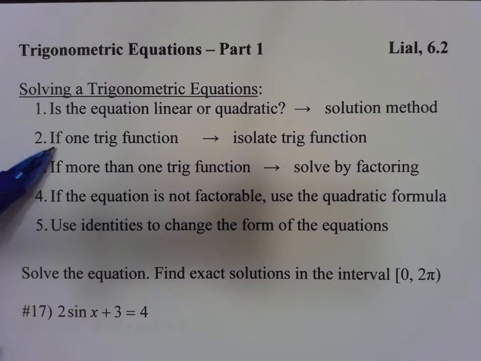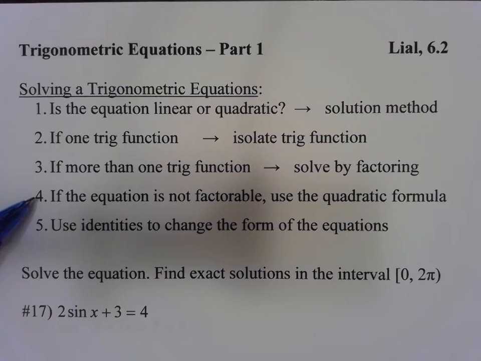Number 2, if I only have one trig function, I want to make sure I isolate that trig function, and then I should be able to solve using the inverse trig function. Number 3, if I have more than one trig function, I might want to try to solve by factoring. Sometimes I can factor, and by doing that, I break up the two trig functions into separate factors. And then I can solve just like I would solve by factoring in algebra by setting each part equal to 0 and using the zero product property.